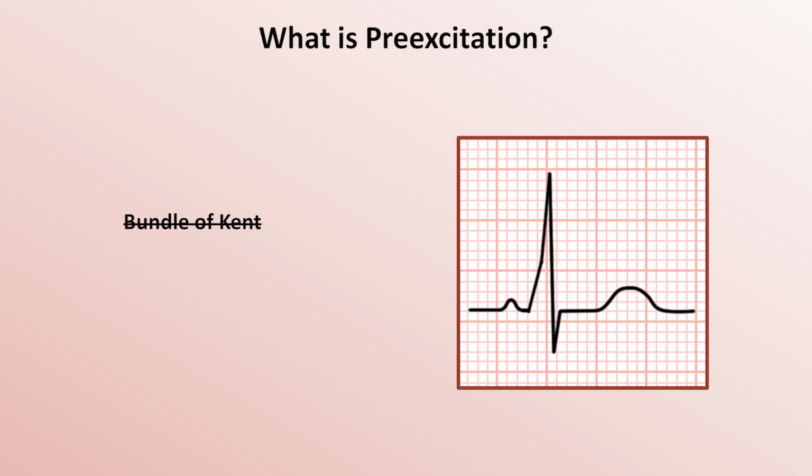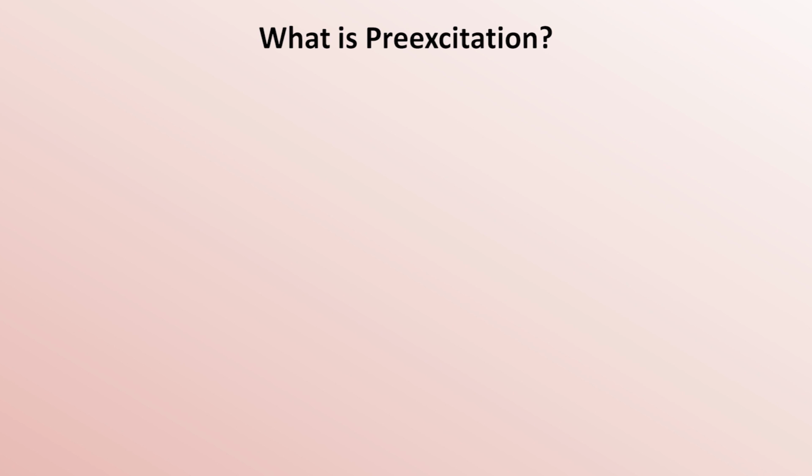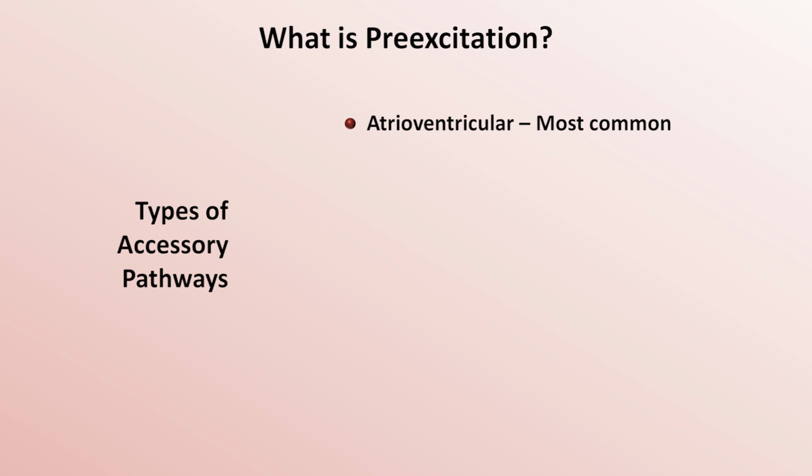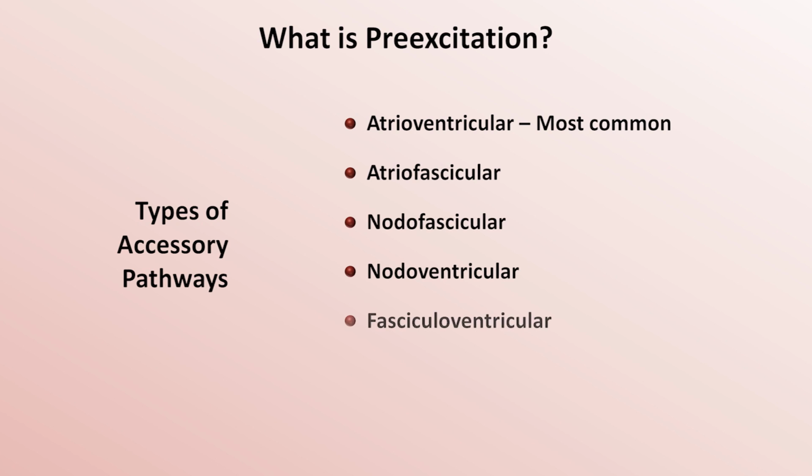So if we don't call these pathways the bundle of Kent, how should we refer to them? Well, it's best to simply label them based upon anatomy. So in the example we showed a minute ago, we had a right lateral atrioventricular pathway. Atrioventricular pathways are the most common. Accessory pathways can also be atriofascicular, nodofascicular, nodoventricular, and fasciculoventricular. These are collectively but inconsistently referred to as Mahaim or Mahaim-like fibers.